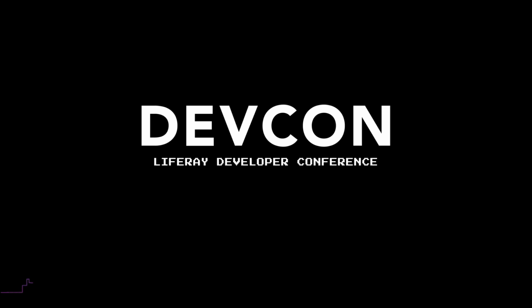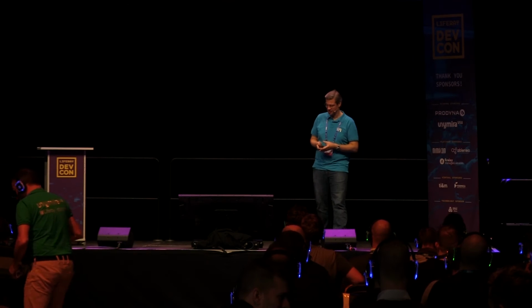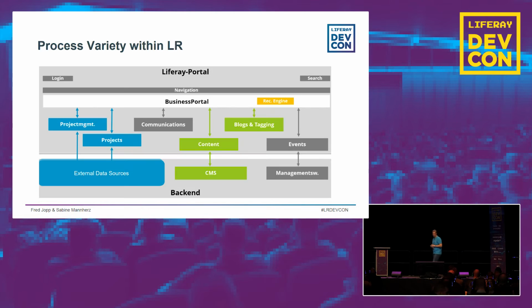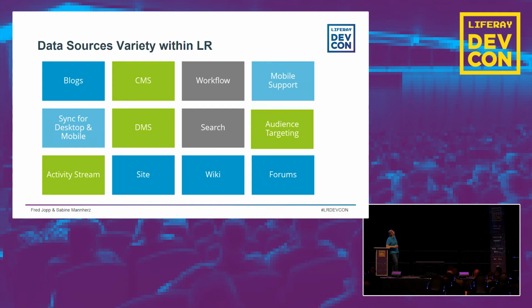I'm going to talk about recommended counting and Liferay machine learning approaches, and let's just dive into it. First of all, our starting situation is that we have a portal with logged-in users and a process variety within the system. We have information on CMS, on management events, on blogs, on editing, whatsoever, a variety of processes. Together with that comes a variety of data sources within the Liferay context.